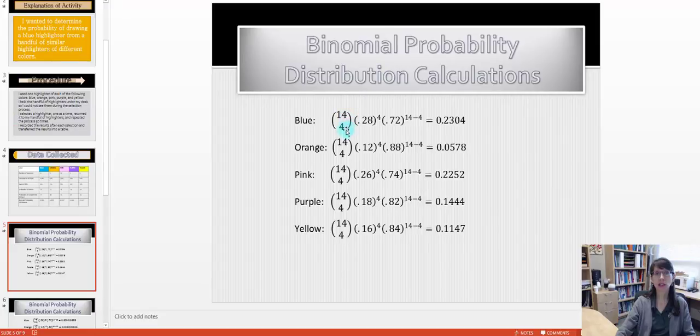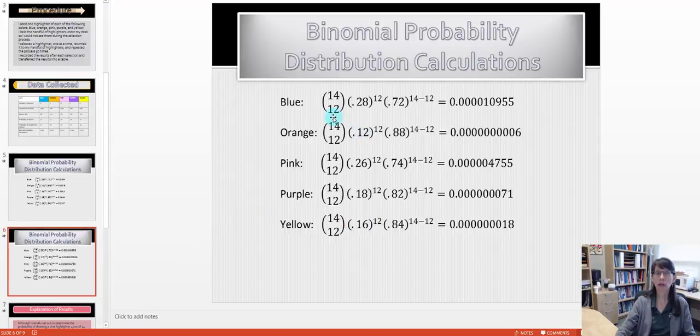In this calculation, it is 4 successes out of 14 trials. And you can see the result for blue is not 0%. It's 0.2304, which is about 23%. So that's why I chose 4 successes out of 14. I also included all of the other color highlighters.